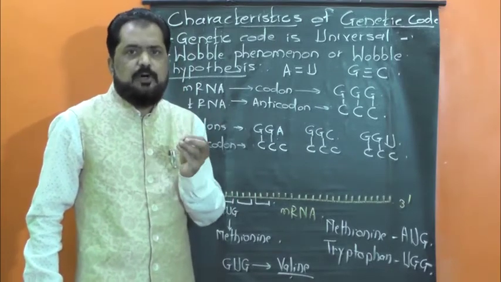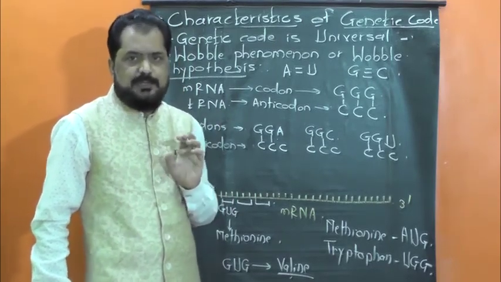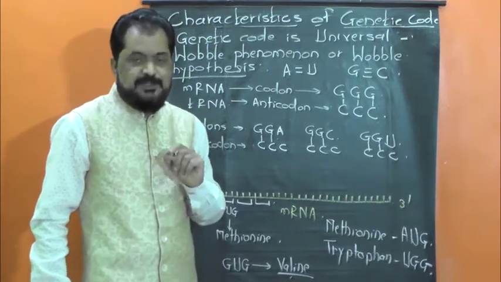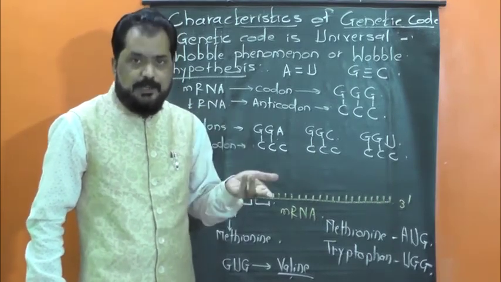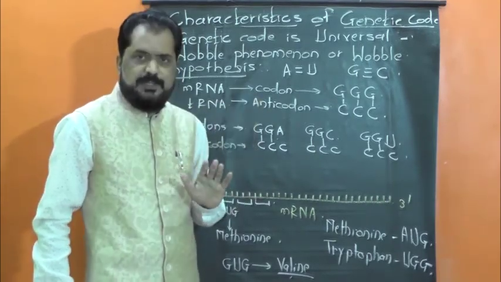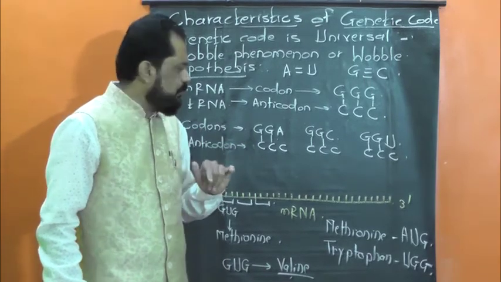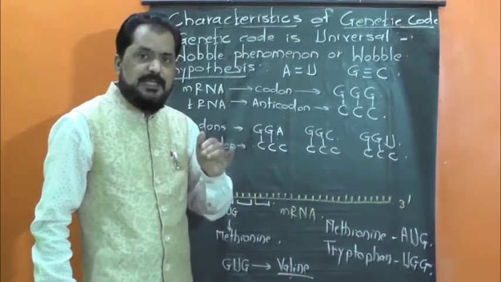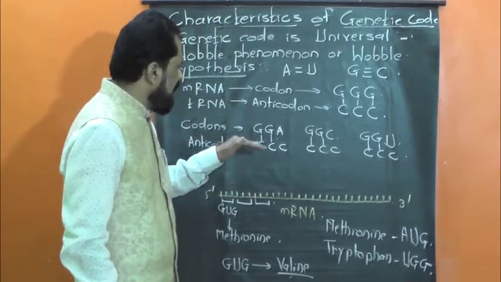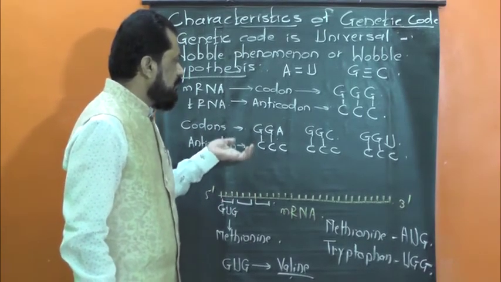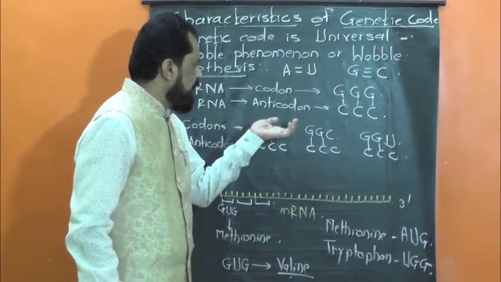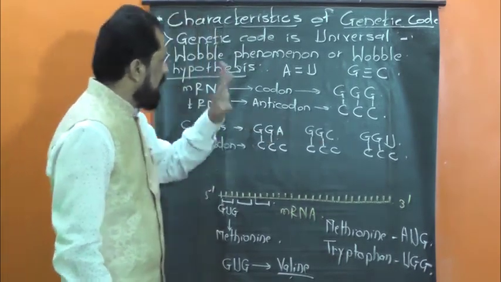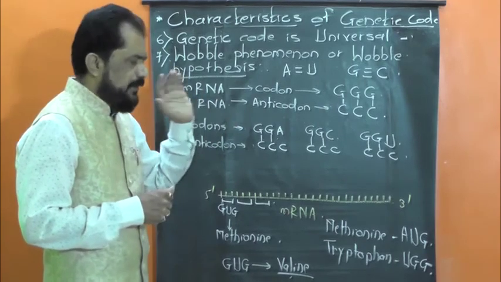You know the meaning of wobble. Wobble याचा अर्थ होतो not fixed, changeable, बदल होणारा. So nitrogen base present at the third position in codon may not be fixed, but still the same anticodon can form the pairing with such different types of codons. This phenomenon is called as the wobble phenomenon.